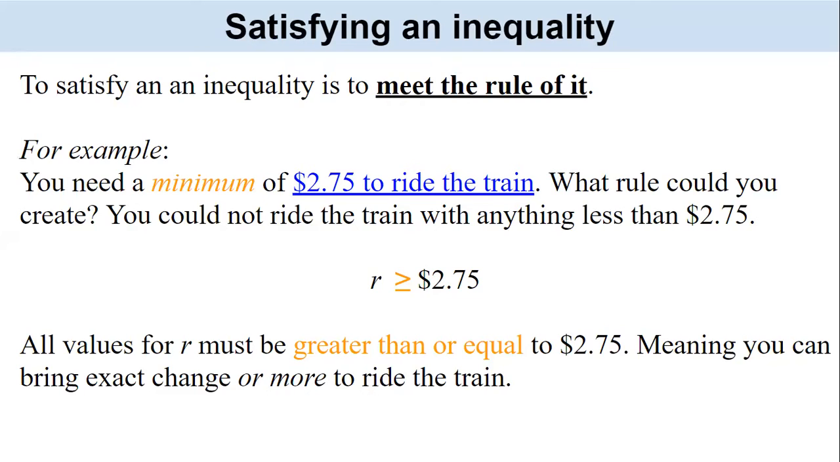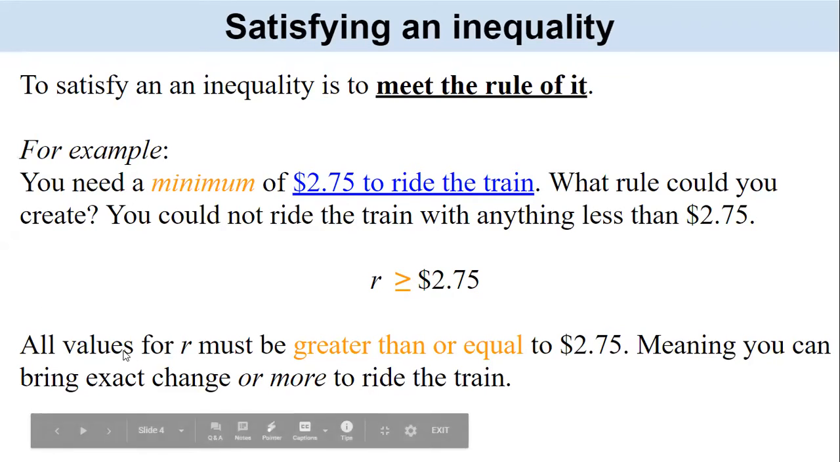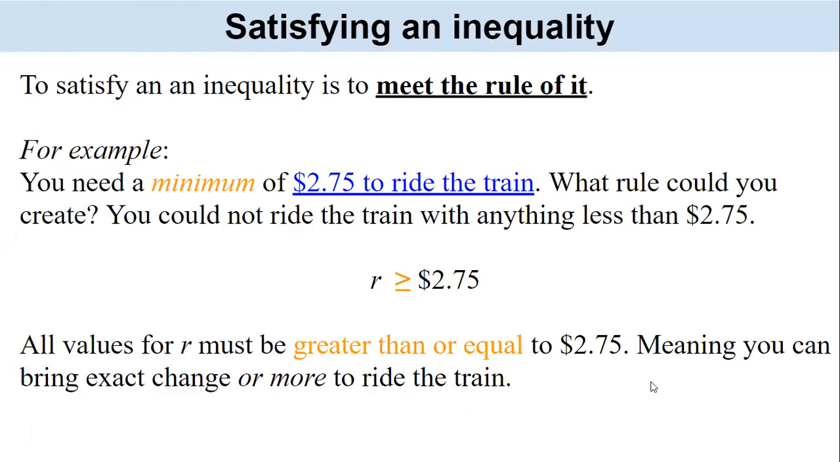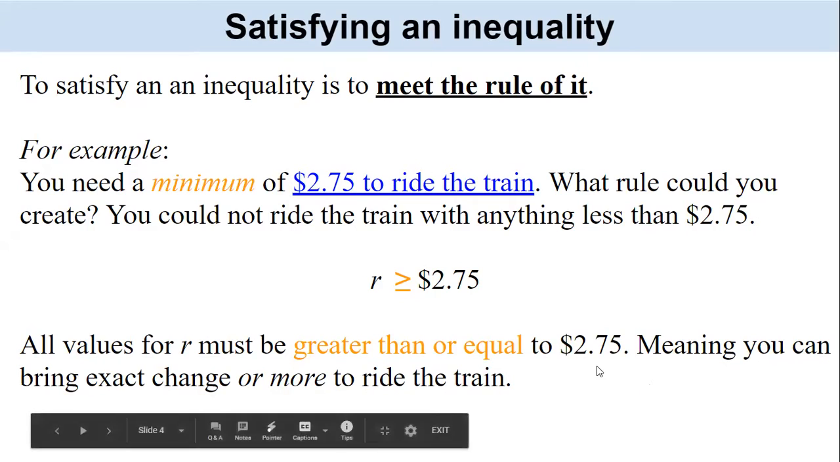The example is, if you need a minimum of 275 to ride the train, what rule could you create? You know that you cannot ride the train with anything less than 275. So the rule that we would create is R is greater than or equal to 275. All values for R must be greater than or equal to 275, meaning you can bring exact change or more to ride the train. That makes sense, right? You cannot ride the train with 250. You have to have 275 or more.